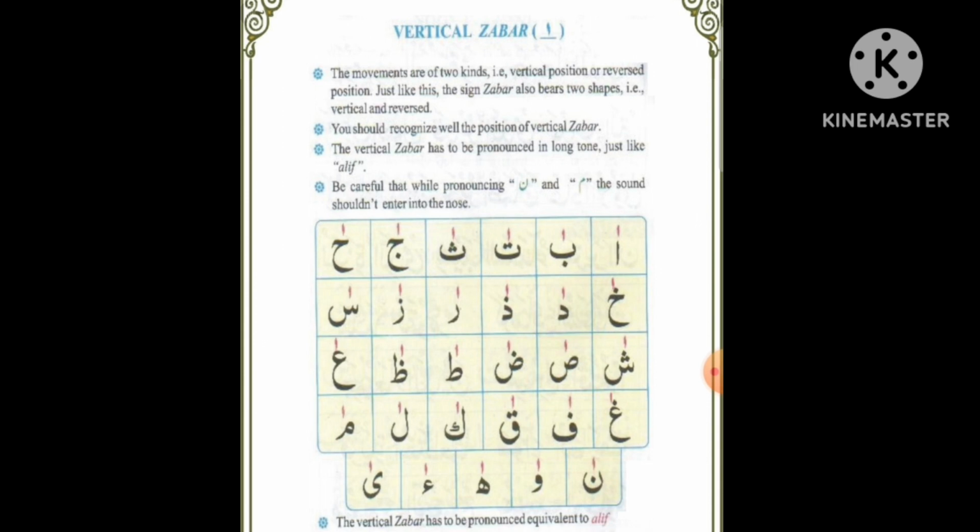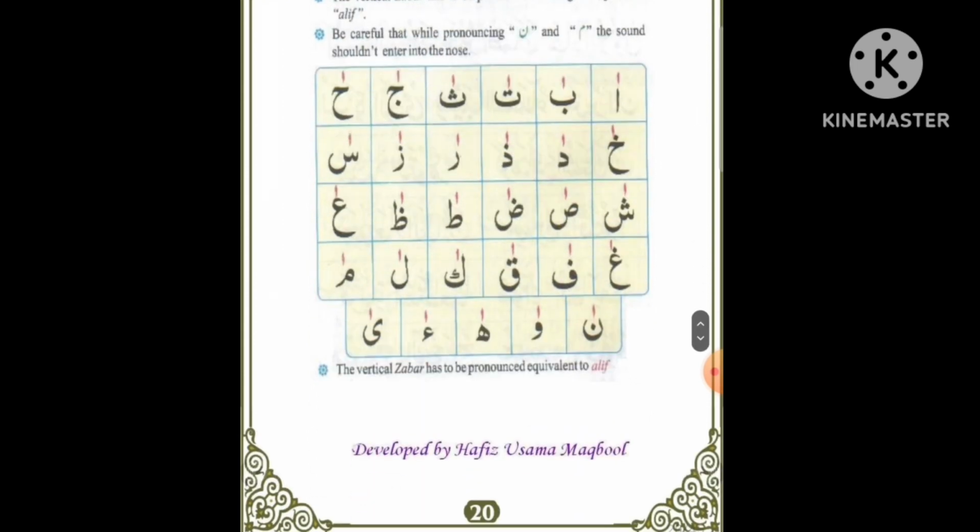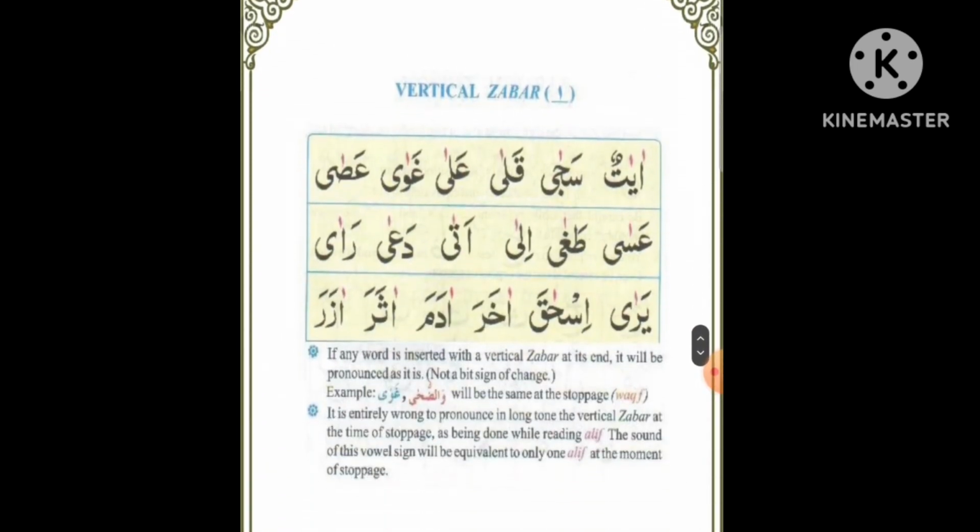Zo khada zabar zo. Ain khada zabar a. Ghain khada zabar gha. Fa khada zabar fa. Qaf khada zabar qo. Kaf khada zabar ka. Lam khada zabar la. Mim khada zabar ma. Noon khada zabar na. Waw khada zabar wa. Ha khada zabar ha. Hamzah khada zabar a. Ya khada zabar ya. Now let's see the practice exercise for vertical zabar.